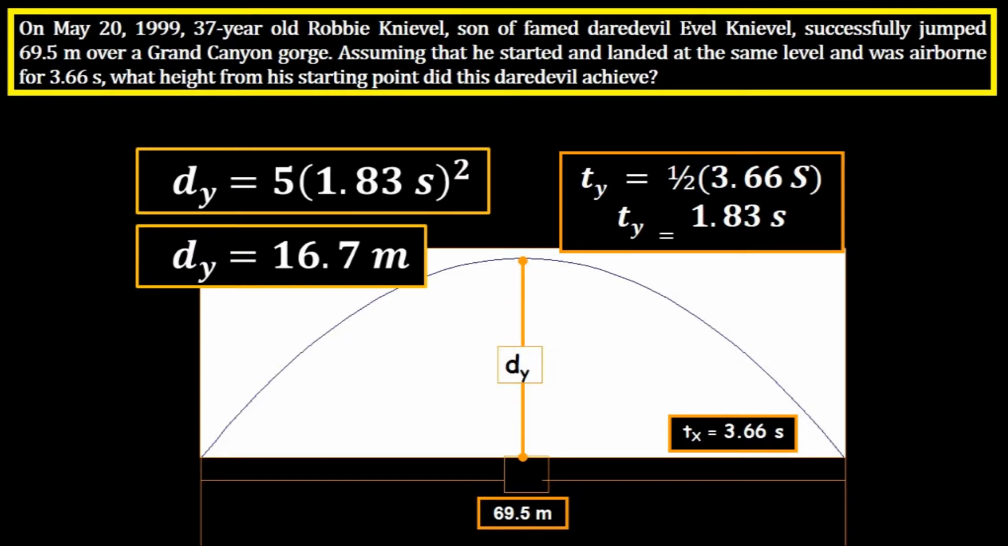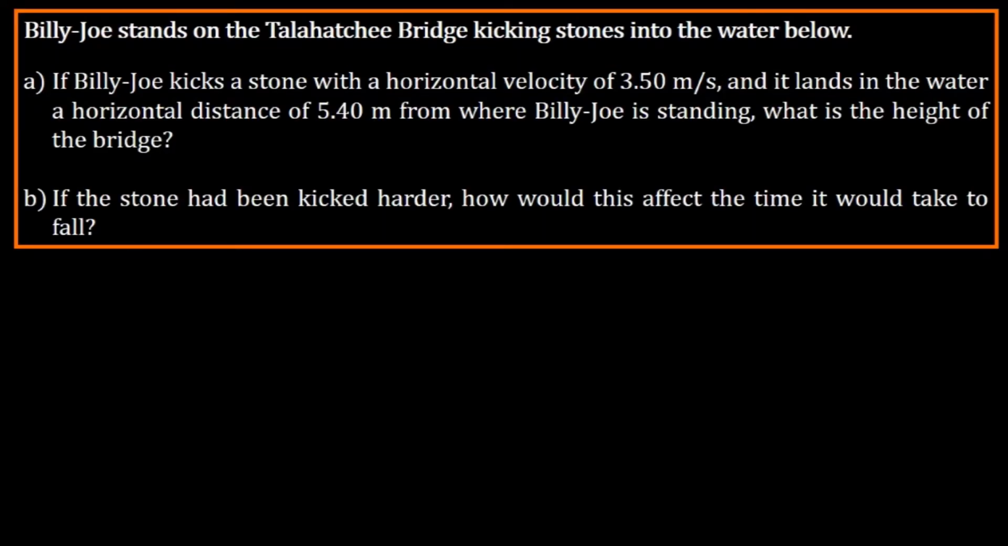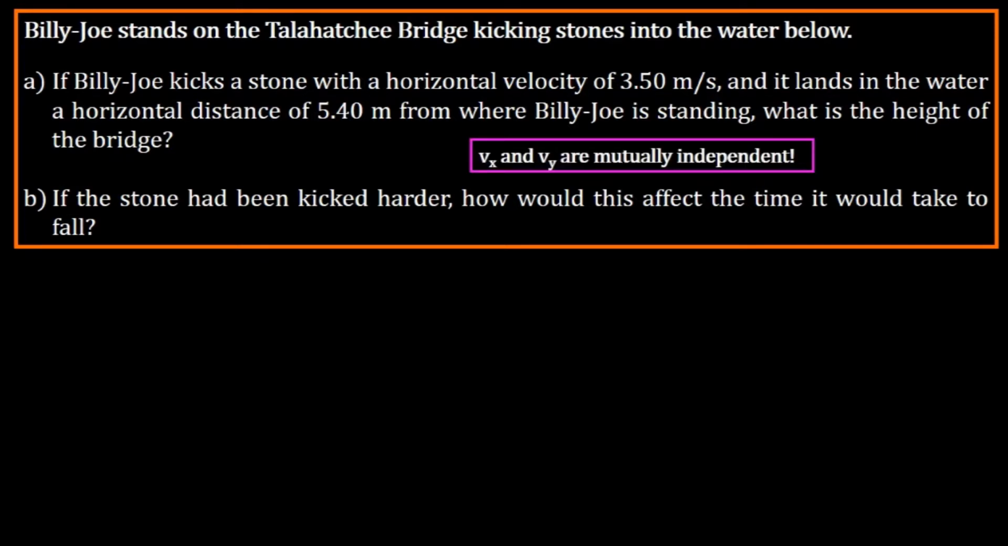Be right back. This next one: Billy Joe stands on the Tallahatchie Bridge kicking stones into the water. A, if Billy Joe kicks a stone with a horizontal velocity of 3.5 meters per second and it lands in the water a horizontal distance of 5.4 meters from where Billy Joe is standing, what is the height of the bridge? And B, if the stone had been kicked harder, how would this affect the time it would take to fall? Vx and Vy are mutually independent.